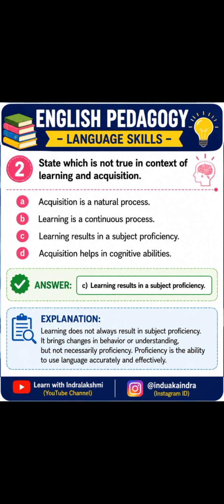State which of the following is not true in context of learning and acquisition. Acquisition is a natural process. Learning is a continuous process. Learning results in a subject proficiency. Acquisition helps in cognitive abilities. If you see, learning does not always result in subject proficiency. It only brings important changes in behavior and understanding, not necessarily proficiency. Proficiency is actually the ability to use language accurately and effectively. So option C, learning results in a subject proficiency, is the correct answer.